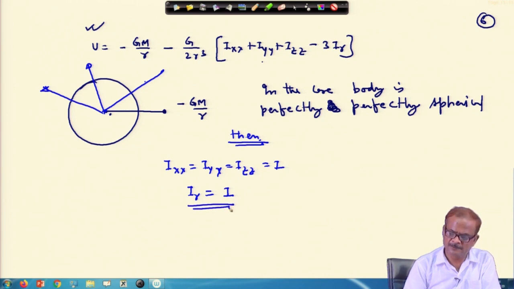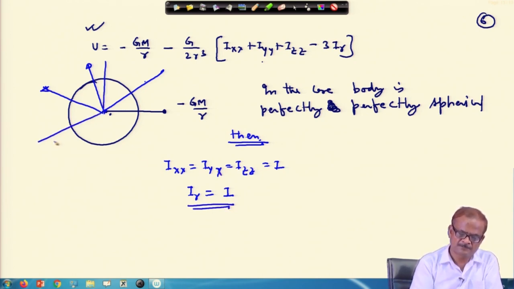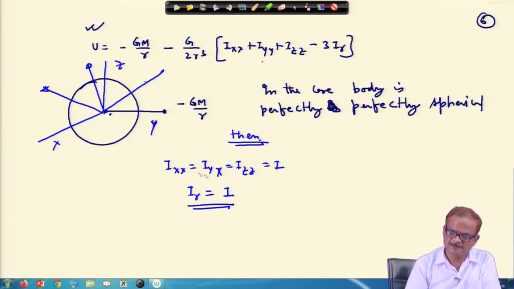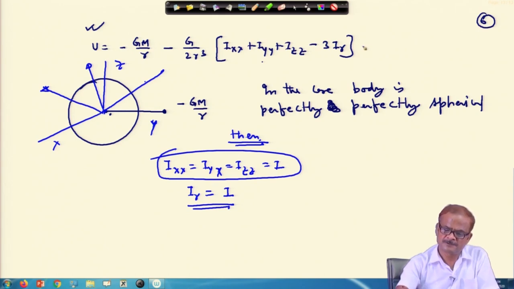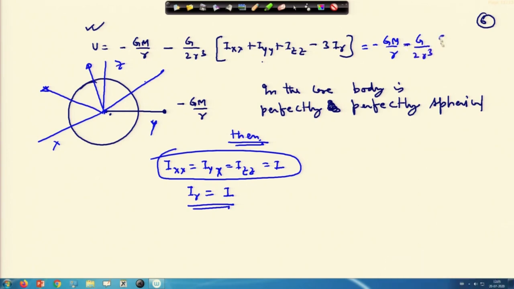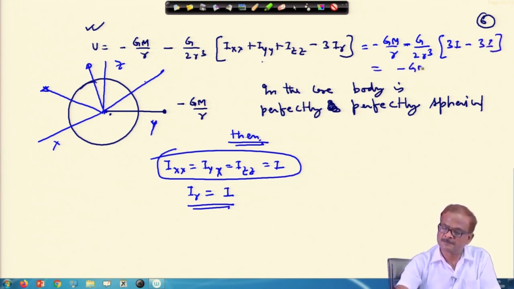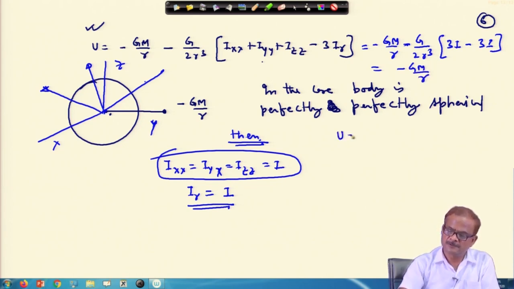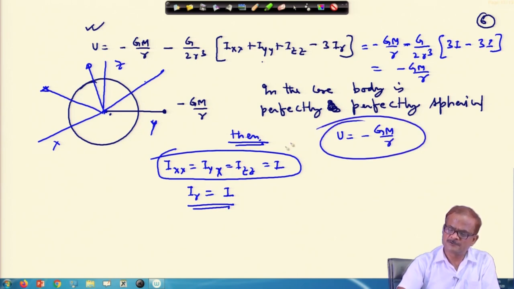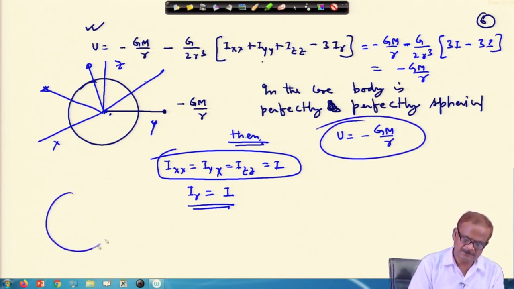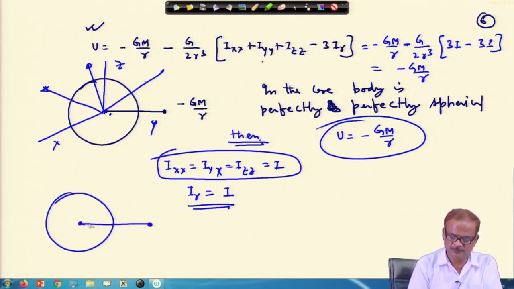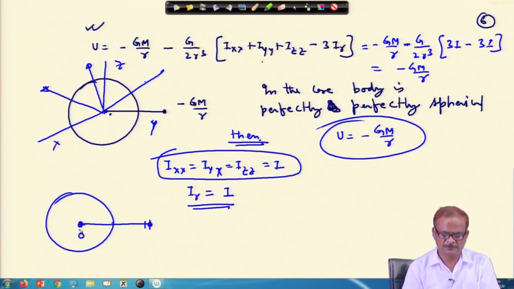So Ir will be equal to I, and of course the moments about the x, y and z axes will also be the same. Therefore, this gets reduced to minus G M divided by r minus G by 2 r cubed times (3 I minus 3 I). The other term vanishes and we get u equal to minus G M by r, which is also the potential due to a point mass. So in the case of a perfectly spherical body, the potential at a point acts as if the whole mass is concentrated at the origin O, which here we have taken as the center of mass.